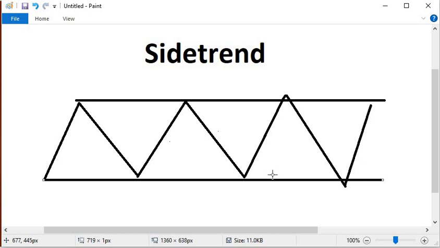You can see it can move a little above the resistance or support area, but it is unlikely to break it. Okay, a point will come, definitely a point will come, when it will break the resistance or it will break the support. But whenever it is in the side trend, the best strategy for a trader is to sell from resistance and buy from support.